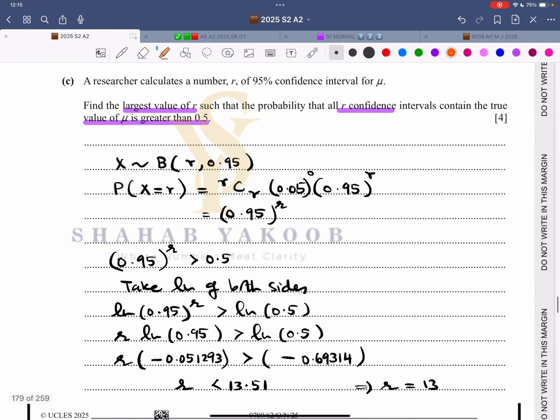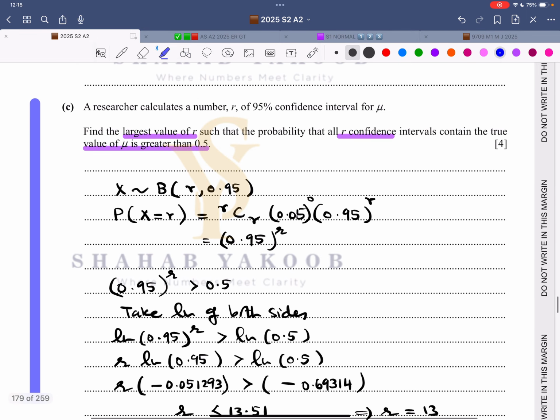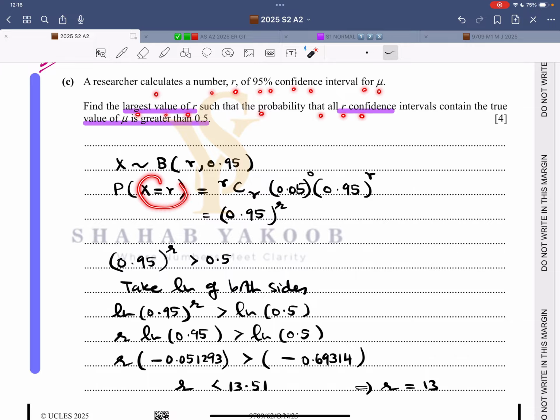Then this one was a very nice question. A lot of people were going all crazy about it. There is nothing special in this except they have asked something from S1. So this knowledge of S1 is asked for. Of course, there are questions like this in Poisson also, but this they ask from binomial. A researcher calculates a 95% confidence interval for mu. Find the largest value of r such that the probability of all r. So probability X is equal to r, that is rCr.